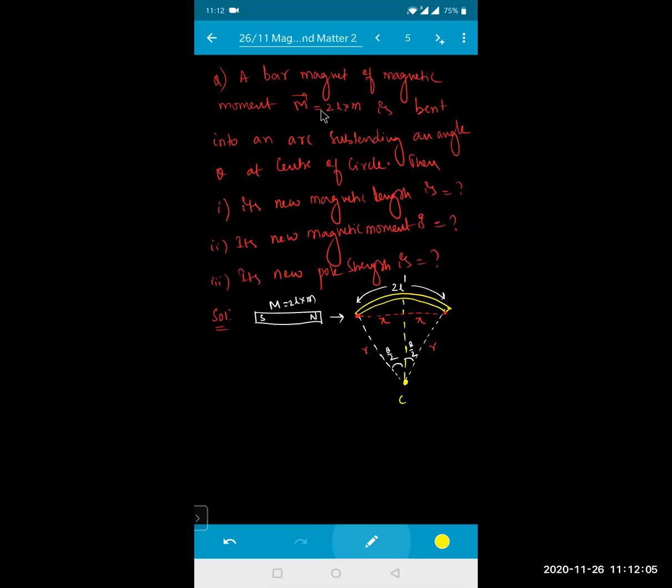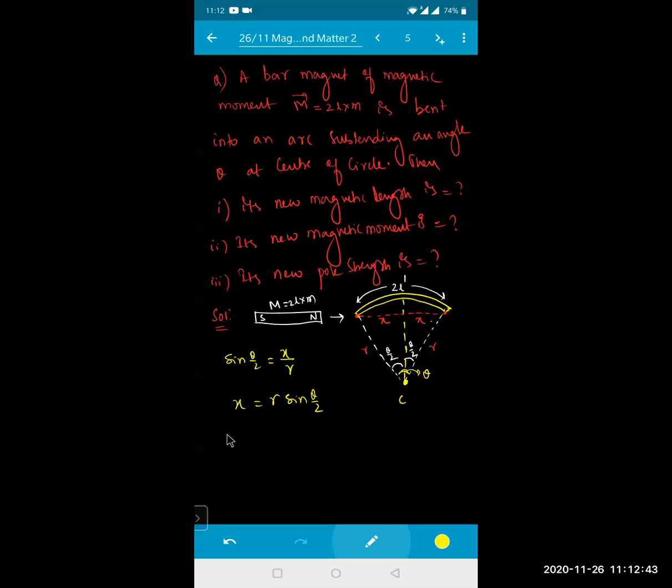A bar magnet of magnetic moment 2l into m is bent into an arc subtending an angle theta. This total angle is nothing but your theta. This one is radius. The line joining initial to final is nothing but your 2x. The new length is nothing but this arc length, that is your 2l dash. అంతే కదా? So from this triangle, I can write sin theta by 2 is equal to x by your r. అంతే కదా, ఇది x, so this is your x divided by your r. అంటే x value will become how much for me? X value is equal to r into sin theta by 2.